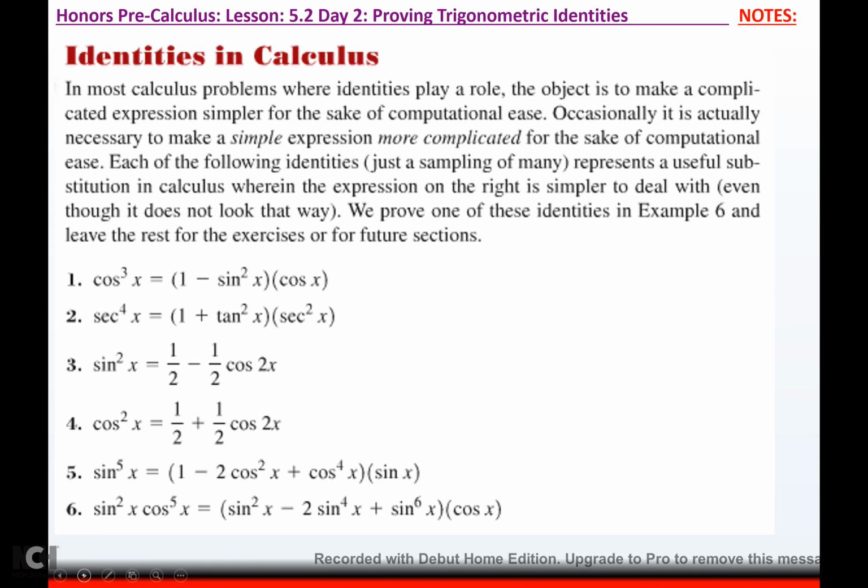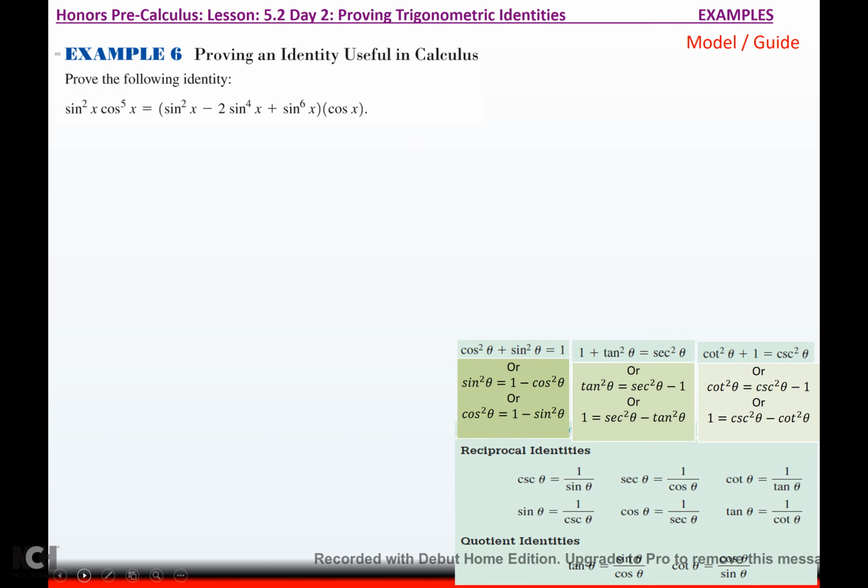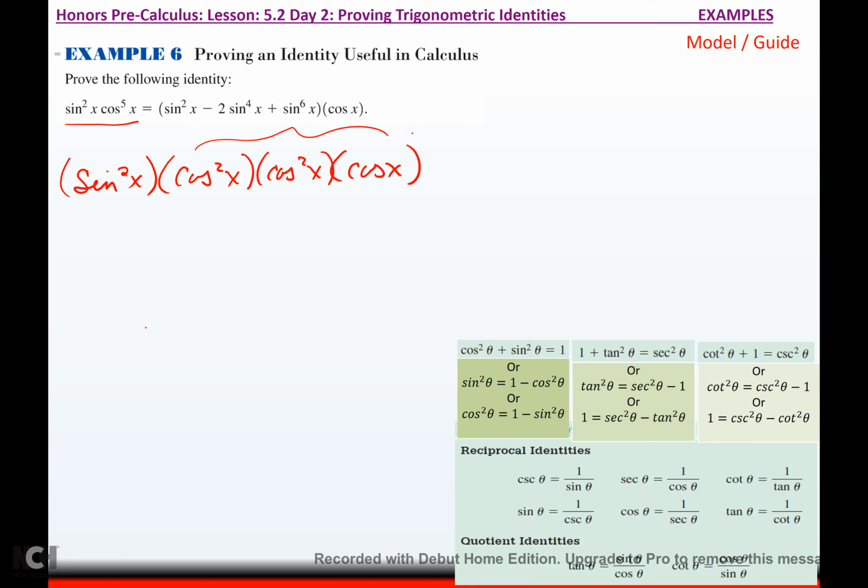So we are going to prove this one, which was that last one on the list on the previous page. So what I'm going to do is take this and rewrite cosine to the fifth x as cosine squared x times cosine squared x times cosine x. That would be cosine squared times squared is to the fourth, to the first would be altogether cosine to the fifth. Why would you want to write that?